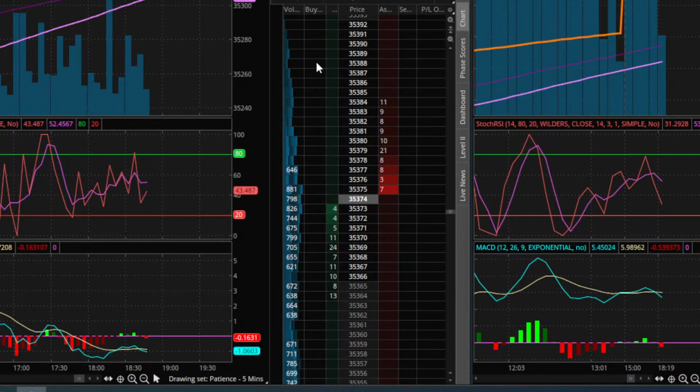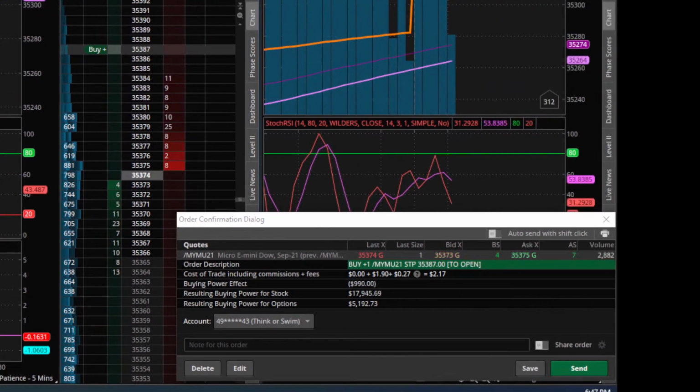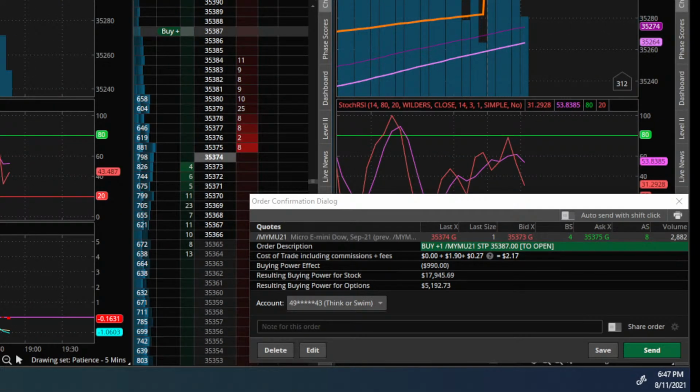Hey Dave, let me show you exactly how much it costs to trade with ThinkOrSwim, and bear with me, I'm still working out this OBS. For one contract, the buying power effect for micro is $990, as you see here. The commissions are $1.90 one way, and 27 cents for the fees one way. So $2.17 one way, and back and forth it's $4.34.